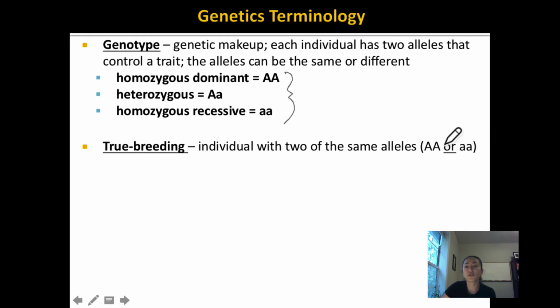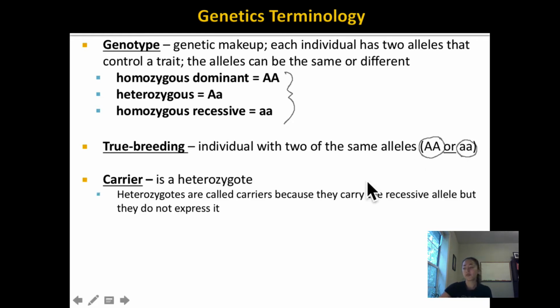So if an individual is big A, what can they give their offspring? They can only give their offspring a dominant allele. So they're true breeding for the dominant allele or the dominant trait. Whereas an individual that's little a, what could they give their offspring? They could only give their offspring a little a. So they're true breeding for that recessive allele.